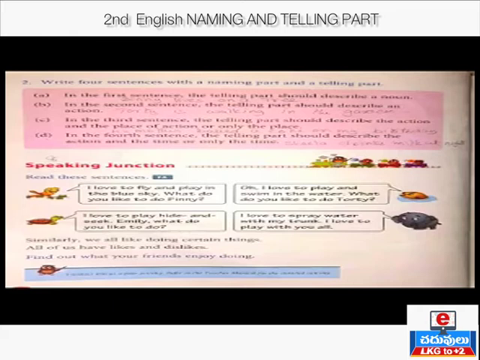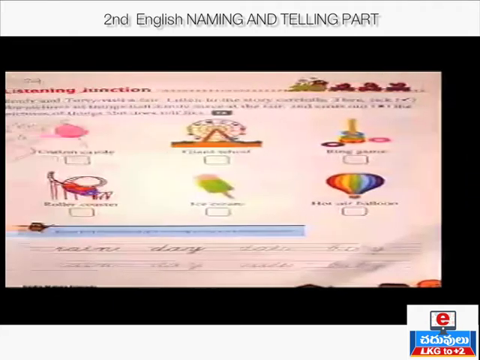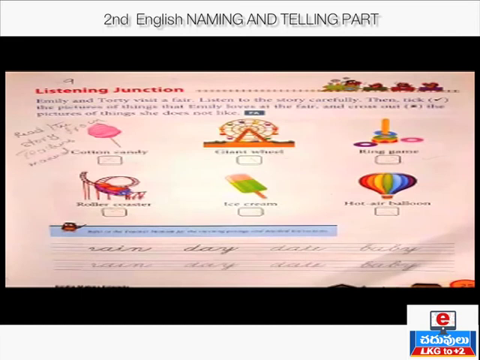Next up, page 25, listening junction. Emily and Totty visit a fair. Who visit a fair, children? Emily and Totty visit a fair. Listen to the story carefully. Then tick the pictures of things that Emily loves at the fair and cross out the pictures of things she does not like.